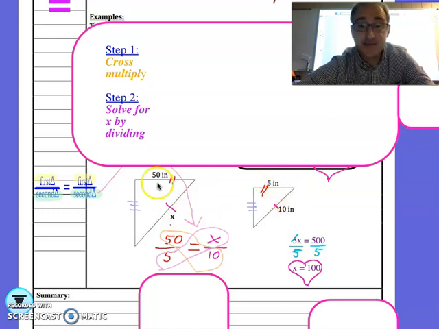5 times 10 is 50. What's 100 times 10? 5 times 10 is 50. What's 10 times 10? Yeah, it's 100. This triangle is 10 times bigger than this one. That's a scale factor.